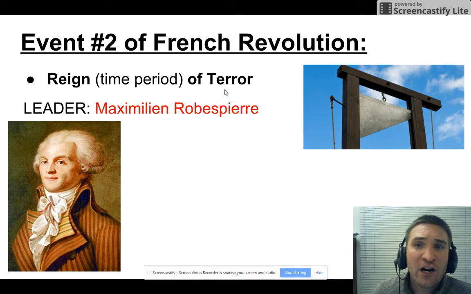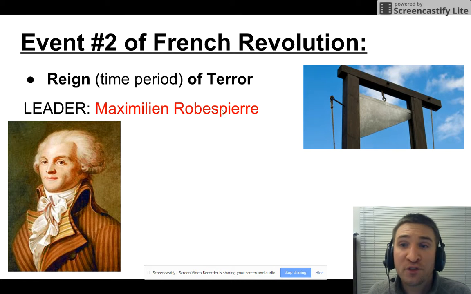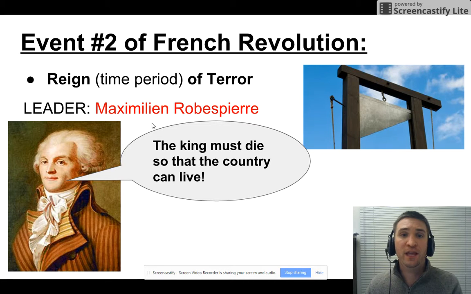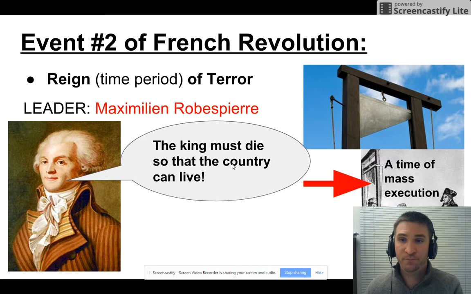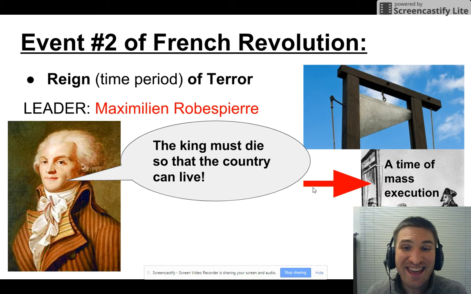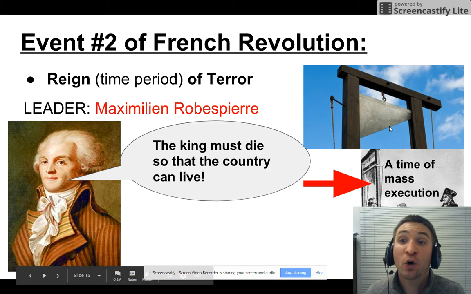The Reign of Terror had a leader. Here he was, Maximilien Robespierre. He said the king must die so that the country can live. He thought an absolute monarchy was not the best way to govern. And his speeches led to a time of mass execution. Many people were guillotined in the Reign of Terror.